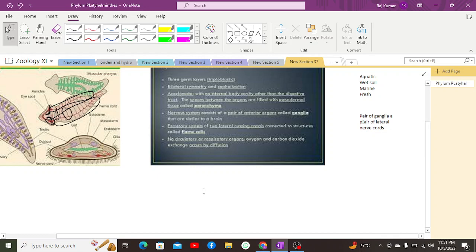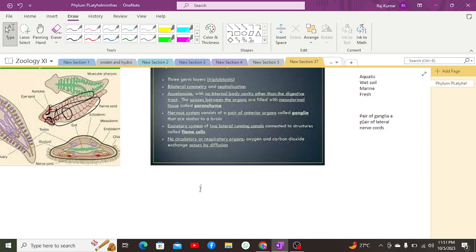They are mostly hermaphrodites, and their fertilization is internal, which means it occurs within the body of the organism. The circulatory and respiratory functions are all done with the help of diffusion, because there is no circulatory or respiratory system; it is all done through diffusion.